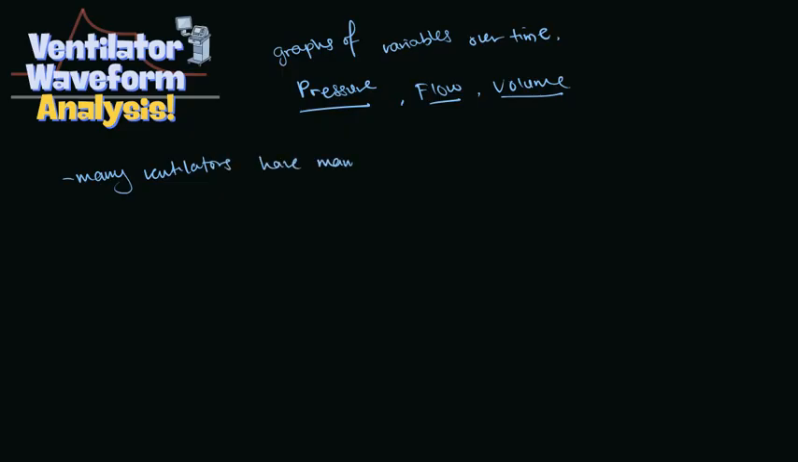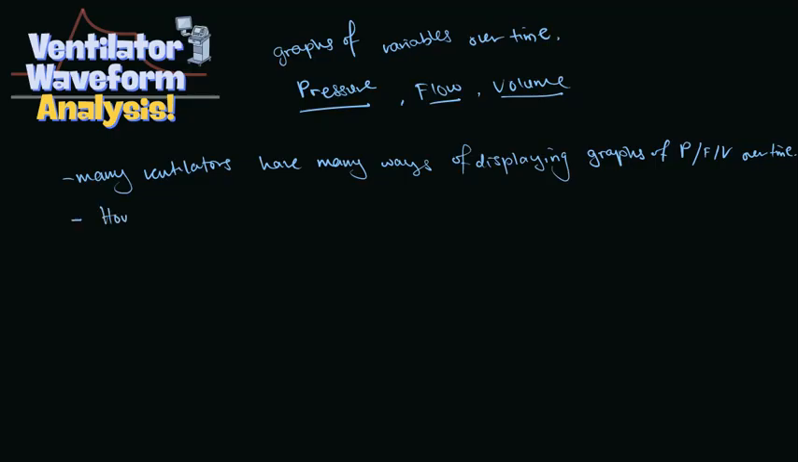Alright, so when we're talking about variables over time, we are referring to the pressure, the flow, and the volume over time. These three components show a substantial amount of data of what the ventilator is giving to the patient and how the patient's respiratory system responds to the gases supplied by the ventilator. Alright, so these graphs are not like ECG or EEG where it is standardized. Many ventilators have many ways of displaying graphs of pressure, flow, and volume over time.